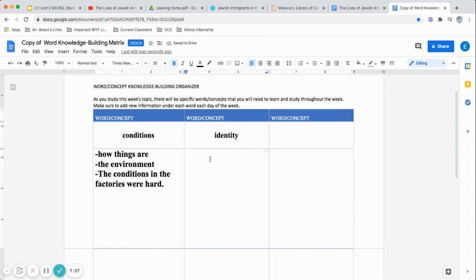What about identity? What do you think the word identity might mean? You could say who you are. You could say your nationality. You could say the identity of the Levine family was Jewish. You could say my identity is... Okay.